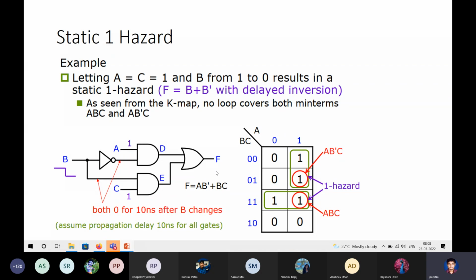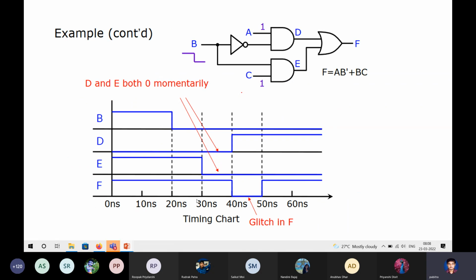and you have a circuit like this, and because of the unequal delays in each of the paths, you can get a static 1. So this is a static 1 hazard. We can get that.